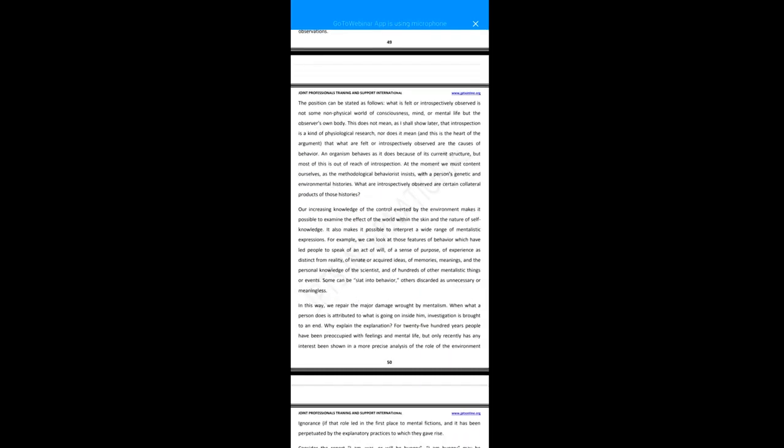Now, our increasing knowledge of the control exerted by the environment makes it possible to examine the effect of the world within the skin and the nature of self-knowledge. This is telling us that the behavior of people can be influenced by the environment, like an environmental history or the society where they find themselves. In a society where a fair skinned lady is always preferred to a dark skinned lady, definitely a dark skinned lady or girl will try to bleach because of the pressure exerted on them in their society. So the society has a way of influencing an individual.